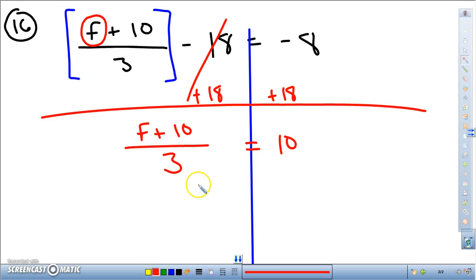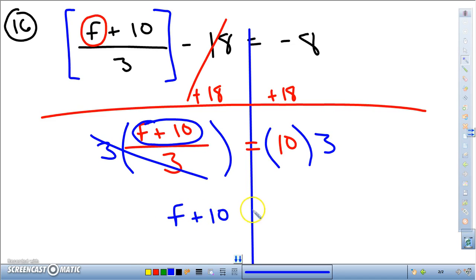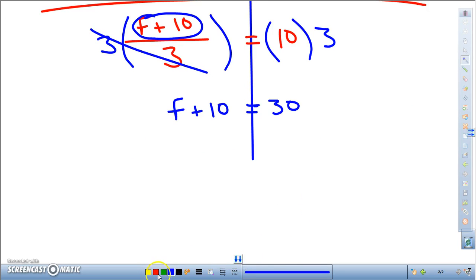Now I have exactly what I had in number 15. And I want to get rid of the fraction, or undo the division, if you want to think of it that way, by multiplying by 3. And so these two things are going to cancel one another out, and I'm left with what I have in the numerator, which is f plus 10. And then on the right side, I have 10 times 3, which is 30.